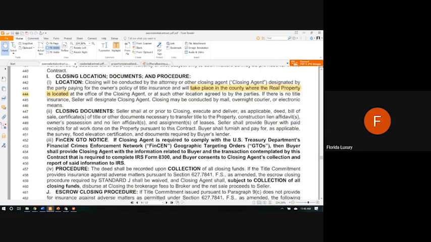Now, this is where it gets a little bit funny. The location of the closing will take place in the county where the real property is located. I have had it where we have a property in Pasco County, like here in Trinity, but the title company is in Pinellas, in Tarpon Springs. Technically, the contract says it takes place in the county where the real property is located, so we should have our closing in the same county.